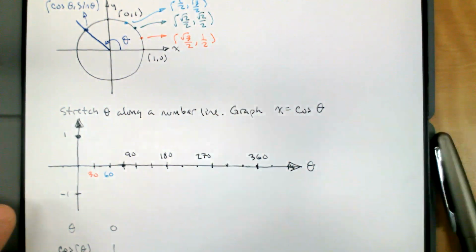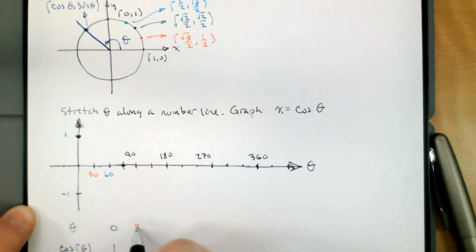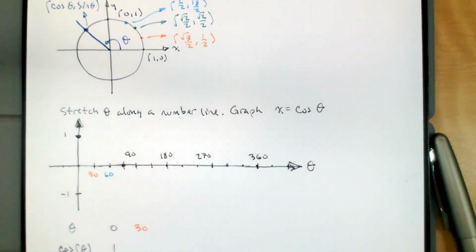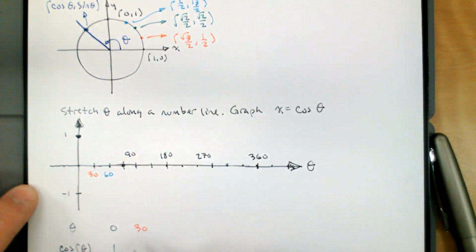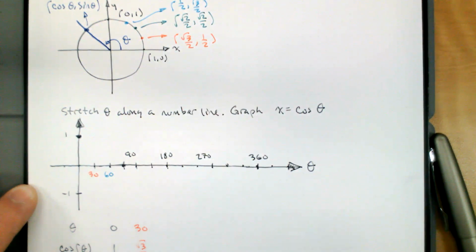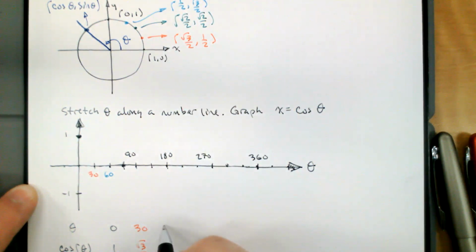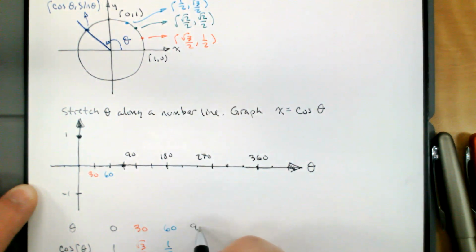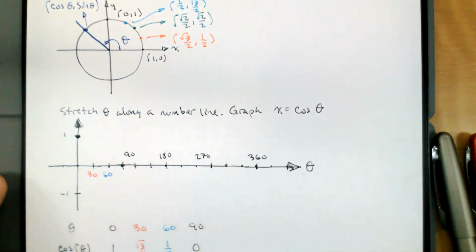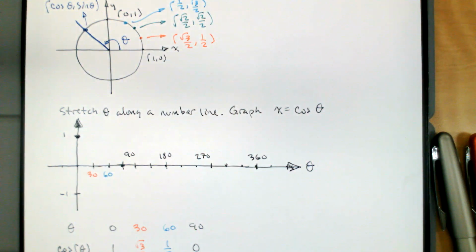When theta is 30 degrees, cosine of 30 is root 3 over 2, which is about 0.866. And then when theta gets to 60 degrees, we're at 1/2, at least that's easy to find. And then when theta gets to 90 degrees, we'll be down to 0. There's our first quadrant. We're going to see cosine go from 1, drop down to 0.